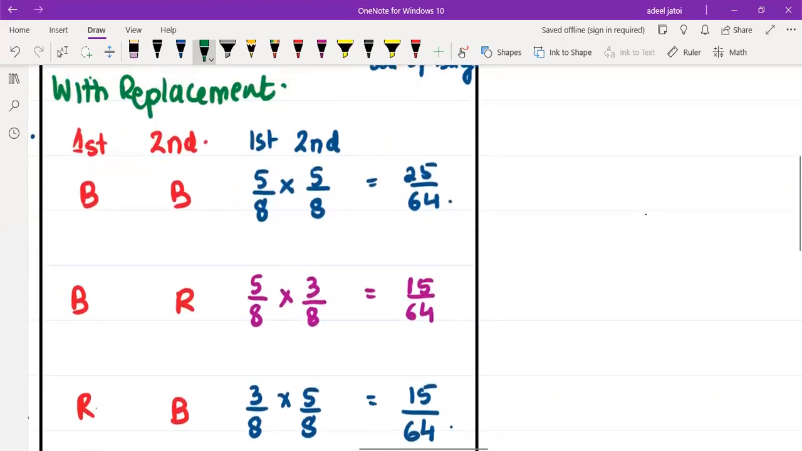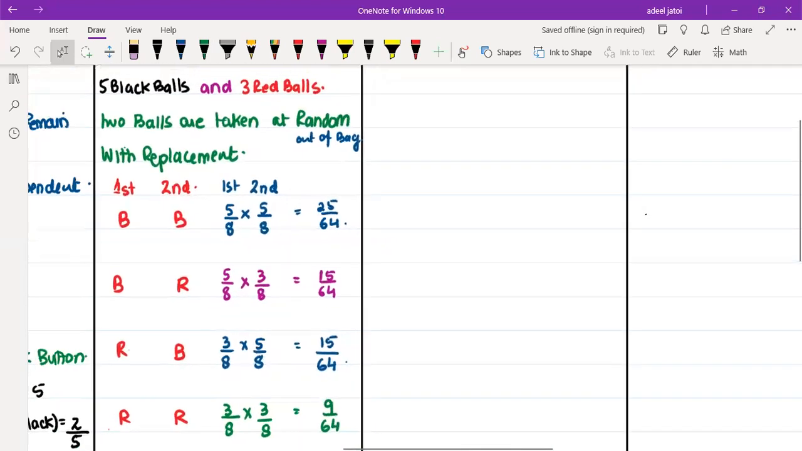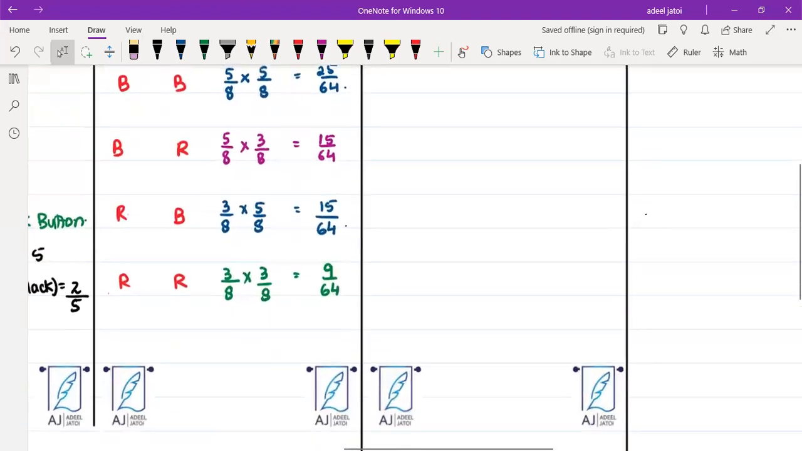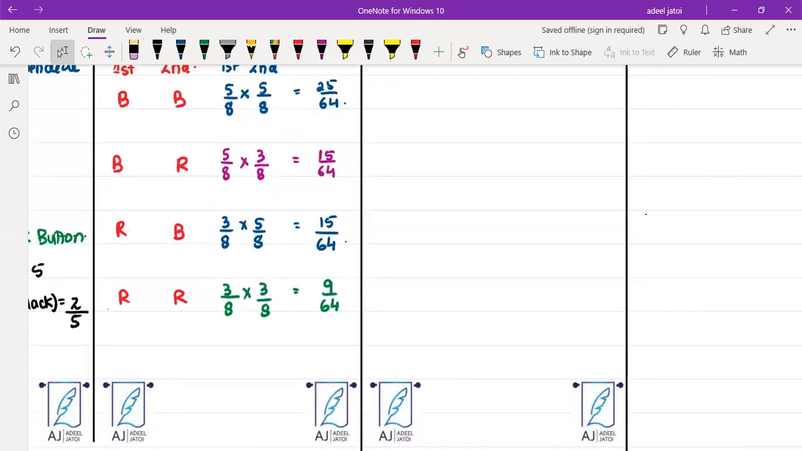So these are different probabilities of having what? 2 balls that are taken out, because in this particular case, there can be no other option other than black-black, black-red, red-black, or red-red. Now, if I say that the total probability is 1, that means all the probabilities for this particular event should be equal to 1. You will not be required to write this down, but this is just for the concept.